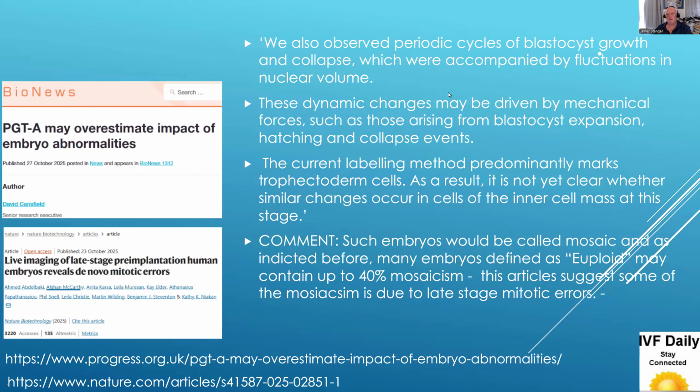They also observed periodic cycles of blastocyst growth and collapse, which were accompanied by fluctuations in nuclear volume. And I think they're talking about this because this may well affect the number of cells that they can see. These dynamic changes may be driven by mechanical forces, such as those arising from blastocyst expansion, hatching, and collapse. The current labelling method predominantly marks trophectoderm cells, and as a result, it's not yet clear whether similar changes occur in cells in the inner cell mass at this stage. Now, this was just a comment, but it's an important one because they're looking at trophectoderm and saying a lot of cells can become aneuploid, have a mitotic error as they're dividing.